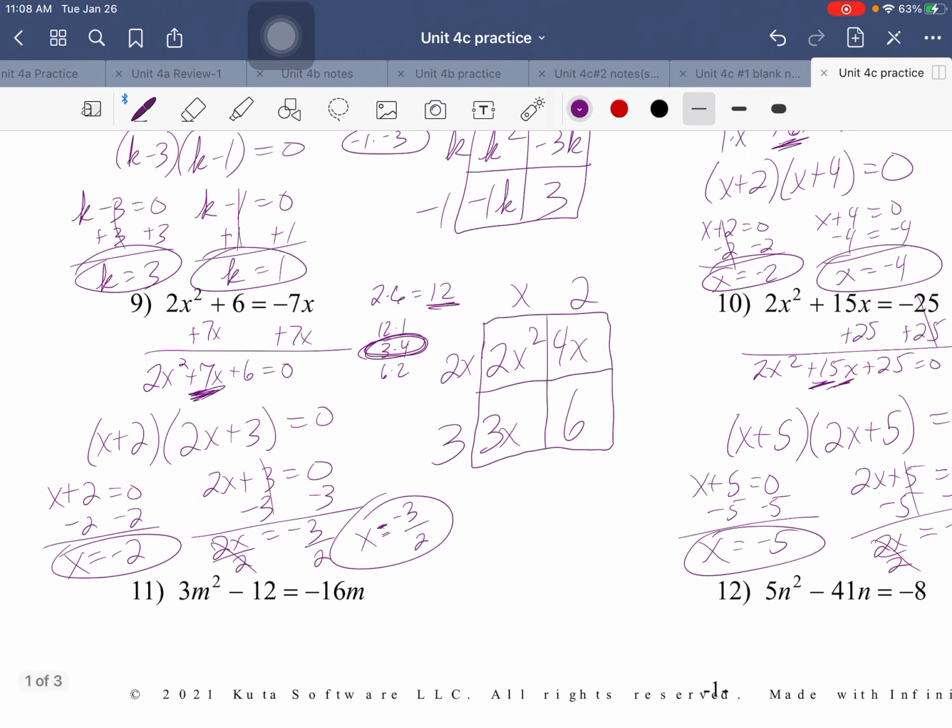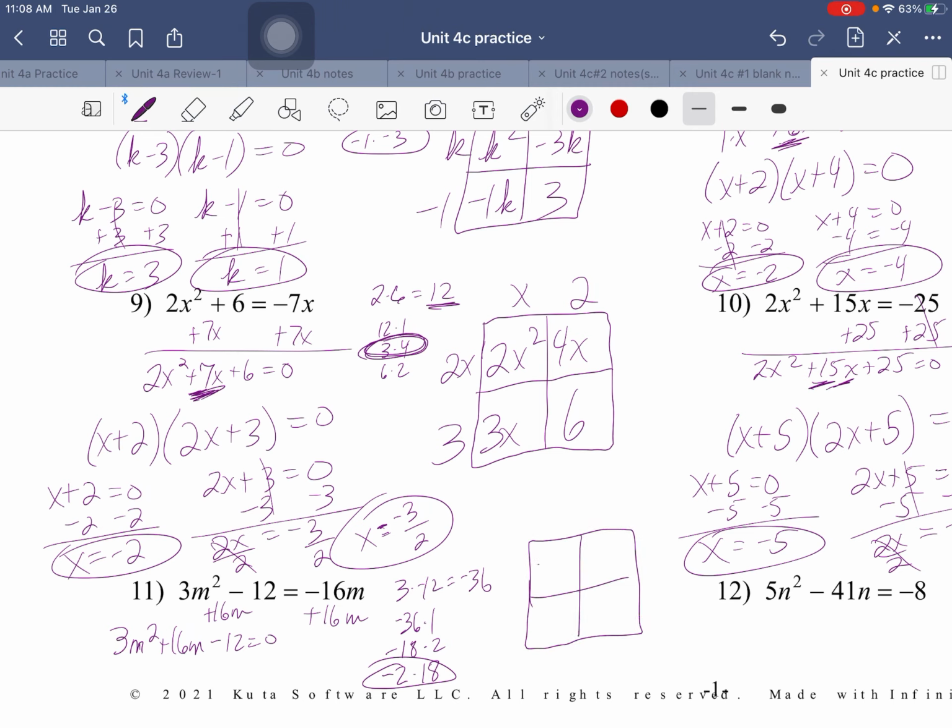All right, last two problems. Add 16m. So I have 3m squared plus 16m minus 12 equals 0. So A times C. 3 times negative 12 is negative 36. What two numbers multiply to negative 36 that add up to 16? I don't know. So I just got to keep going: negative 36 and 1, negative 18 and 2. Well, I see that negative 18 and 2 add up to negative 16. So if I switch those around and go negative 2 and 18, that'll add up to positive 16. So that's what we're going to use.